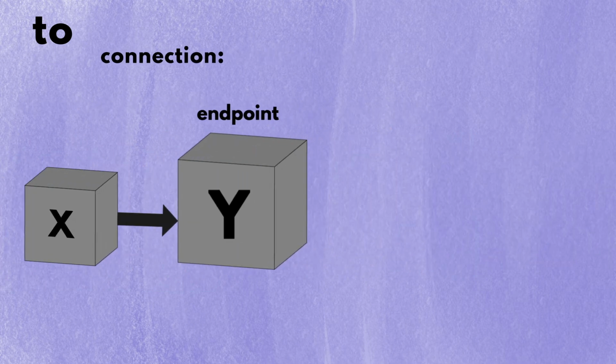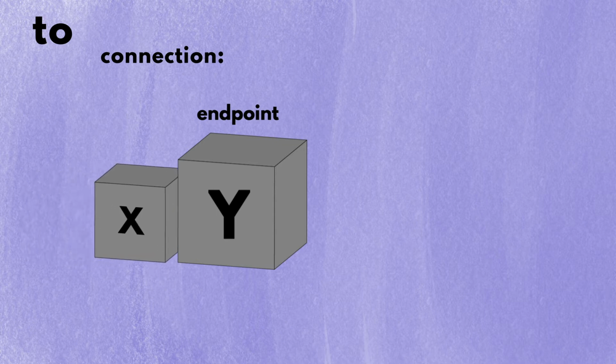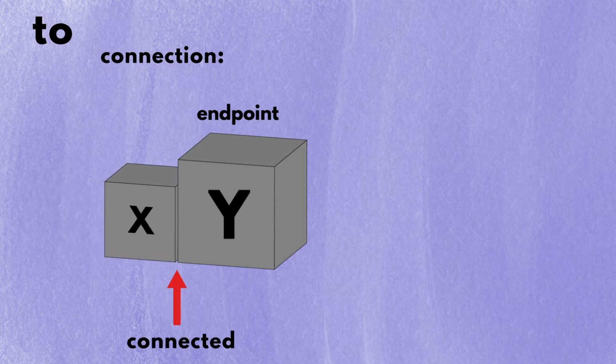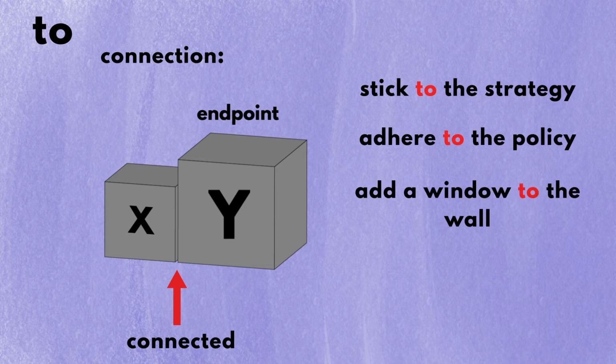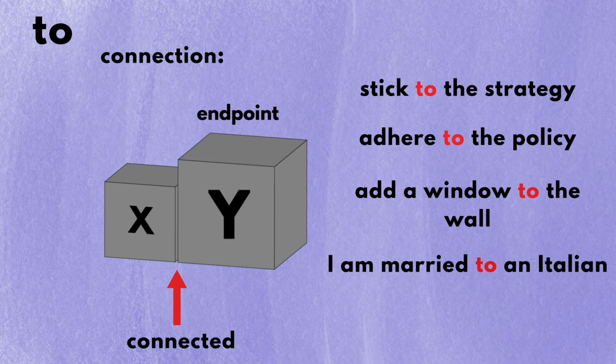It makes sense because achieving the endpoint of a path implies that the two things are now connected. Therefore, you see expressions such as "stick to this strategy," or "adhere to the policy," or "add a window to the wall," or "I am married to an Italian," and so on.